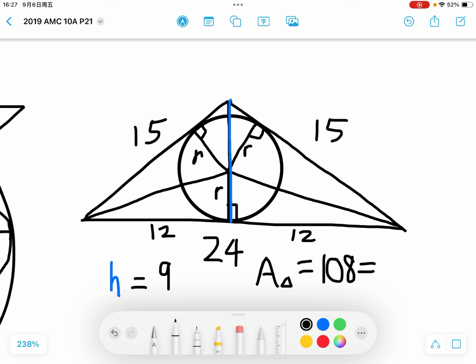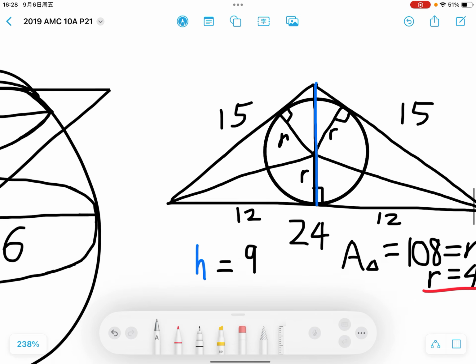What is that equal to? That's equal to the inradius, which is the radius of the incircle, r, which is what we want to figure out, times the semi-perimeter. The semi-perimeter is the perimeter of this triangle divided by 2. The perimeter of this triangle is 15 plus 15 plus 24, which is 54. The semi-perimeter is therefore 54 over 2, which is 27. If we divide both sides by 27, r is equal to 4. That's a really good thing because r is an integer, so we're probably on the right track.